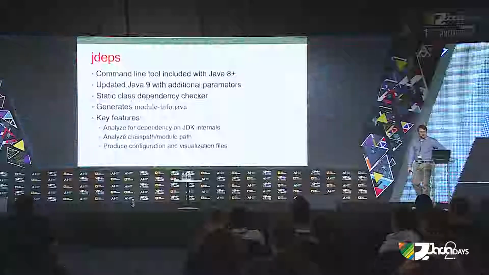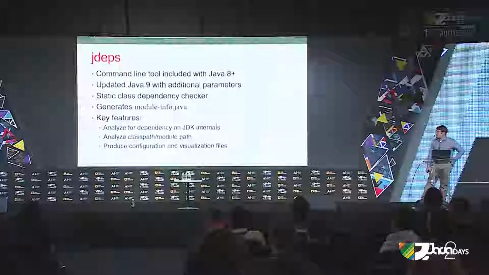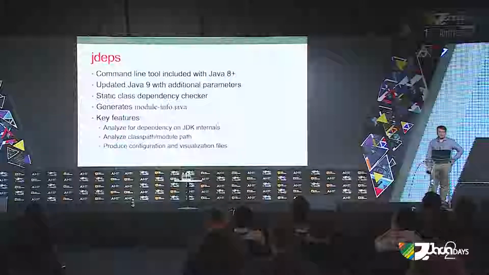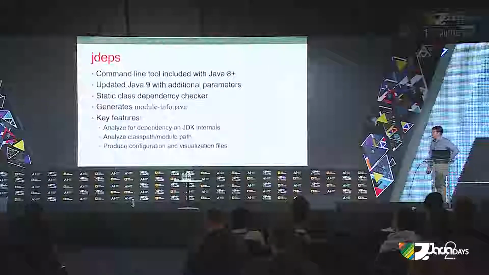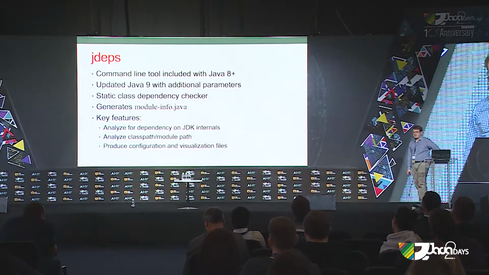JDeps, as I've alluded to, is a command line utility which is included with Java 8 and later. It was updated in Java 9 with additional parameters. It is a static class path checker. It generates a module-info file for you. The key features are that it analyzes for dependencies on the JDK internals, analyzes class path module dependencies, and can also produce configuration and visualization files.